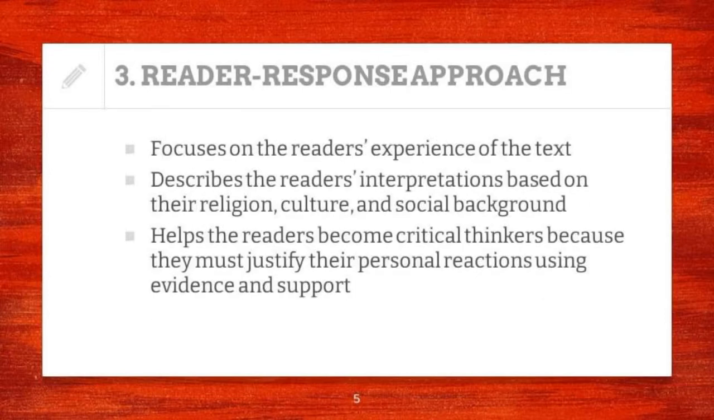Number 3. Reader response approach. This approach focuses on the reader's experience of the text. This describes the reader's interpretations based on their religion, culture, and social background. This helps the readers become critical thinkers because they must justify their personal reactions using evidence and support.